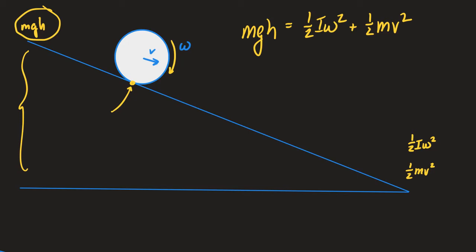The box that slides down the ramp experiencing friction loses energy. It leaves the energy on the ramp. But in this case, the friction causes a torque and just converts some energy from translational into rotational.